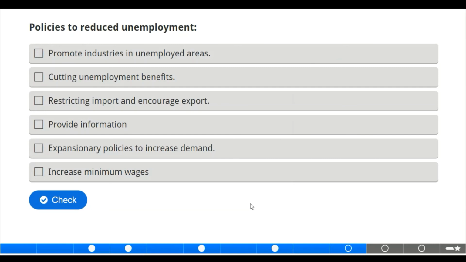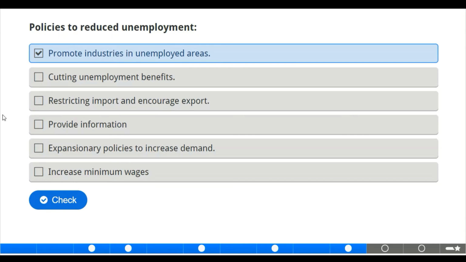Now, according to what we have said about unemployment, what do you think can be the policy to reduce unemployment? Now here we have promotion of industry in unemployed areas. What do you think can be the result? Is that among the policies to reduce unemployment? Of course, it should be when government is promoting industry in an unemployed area. The industry will need more workers, so it will reduce the unemployment rate.